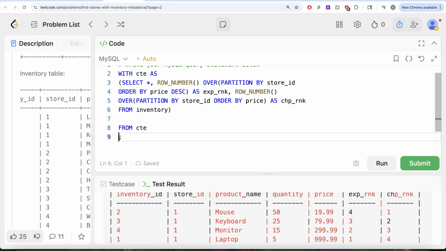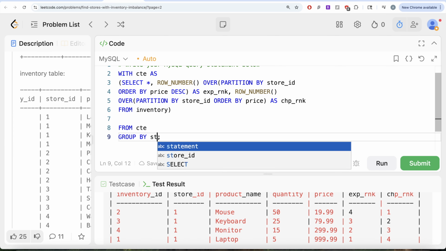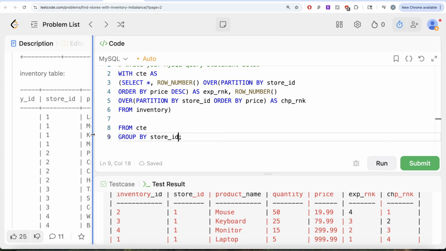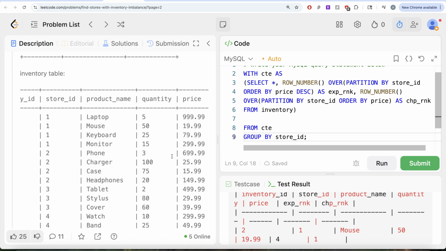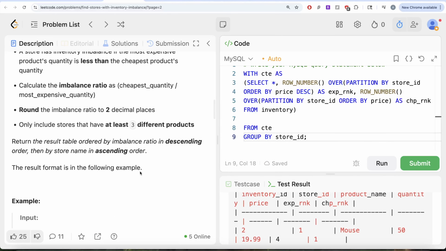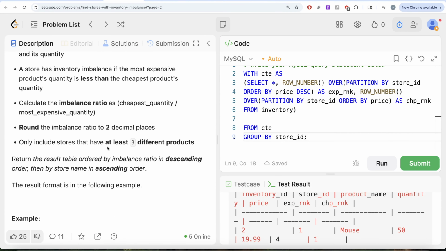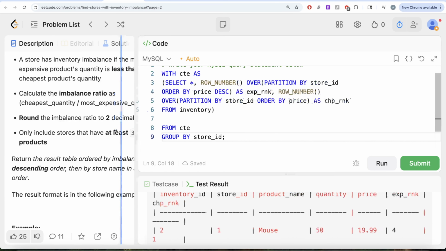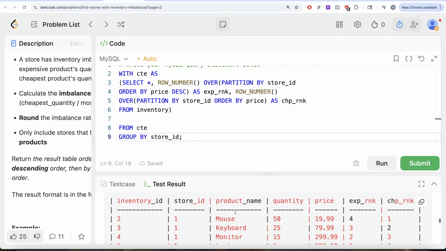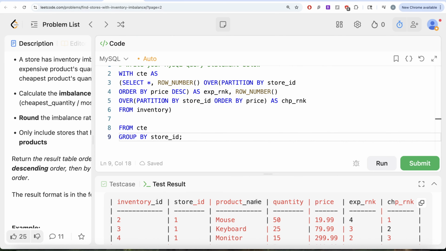So group by the store ID, and then there is one factor here that we need to consider, that we only need to consider those stores where we have at least 3 different products. Since you are grouping by store ID, you need to count the different product names. So let me just drag it back to the left. You count the distinct product names, and if that is greater than or equal to 3, only those stores are eligible for us.